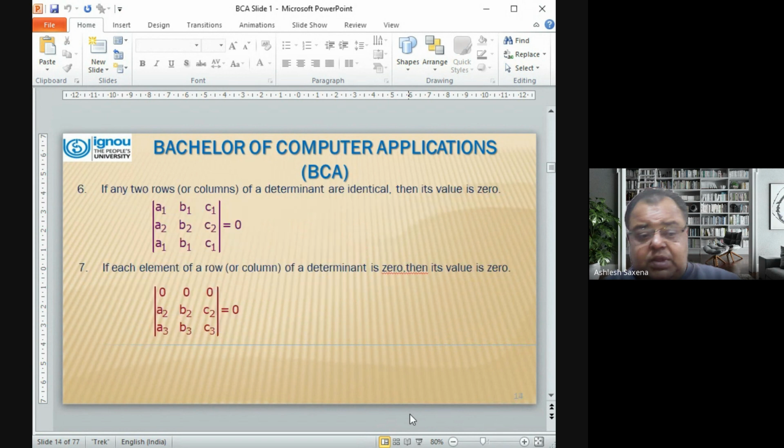Now comes the same thing. Listen to it very carefully. One of our learners said, if any two rows or columns of a determinant are identical, then its value will be zero. Now just tell me which row or which column is identical. Which row or which column is identical? See, have a look very carefully.